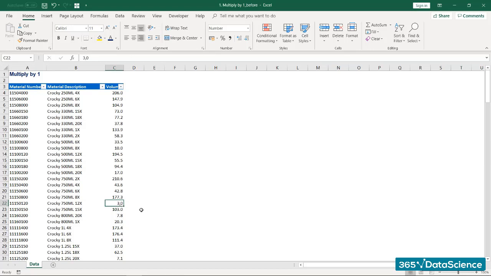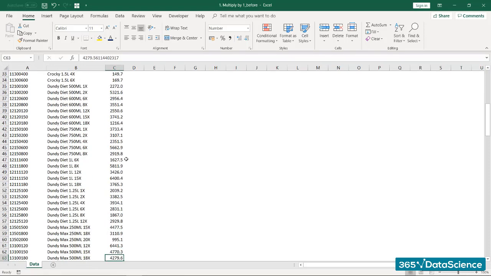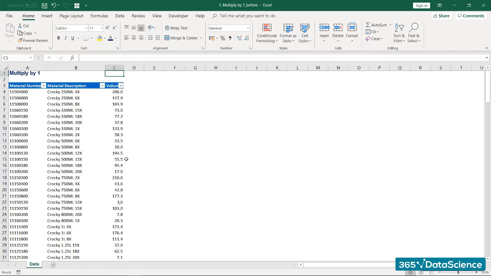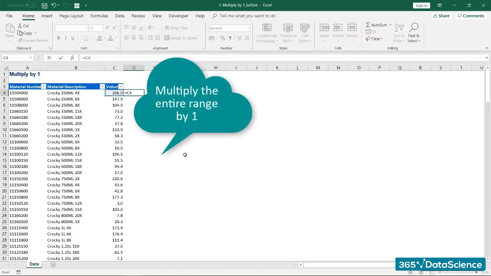In a certain situation, when you work with a whole column of numbers, it can be difficult to check which are the ones perceived correctly or which are the ones containing issues in terms of cell formatting. The trick I mentioned at the beginning of the video is to multiply all the numbers by 1.